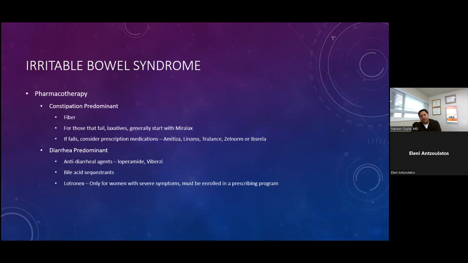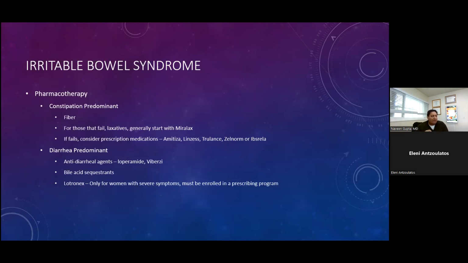Medication management, which I think is where a lot of people end up. So we break that down between the two groups: constipation predominant and diarrhea predominant patients. For the constipation predominant, we mentioned fiber. That is probably the first line. For those who fail that, in the GI world, we like Miralax. It's cheap, very effective, and has almost no side effect profile. It is considered superior, I'd say, to any of the other over-the-counter laxatives in its side effect profile, including things like lactulose or Dulcolax or Senna.